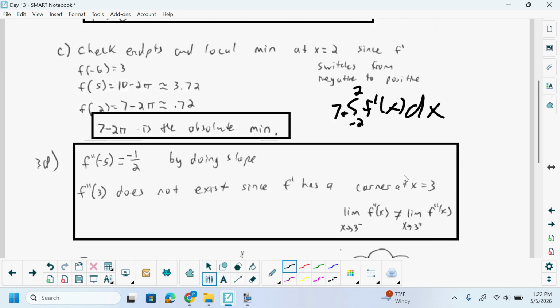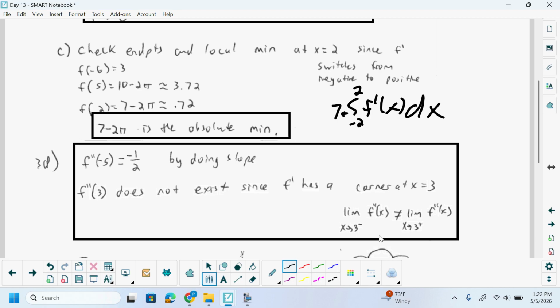And for D, our second derivative, we want to be looking at the slope. So at -5 in f prime's graph, we're going down 2 and right 4, so we get a -1/2 for its second derivative. At x equals 3, f prime has a corner point, so therefore the second derivative doesn't exist.